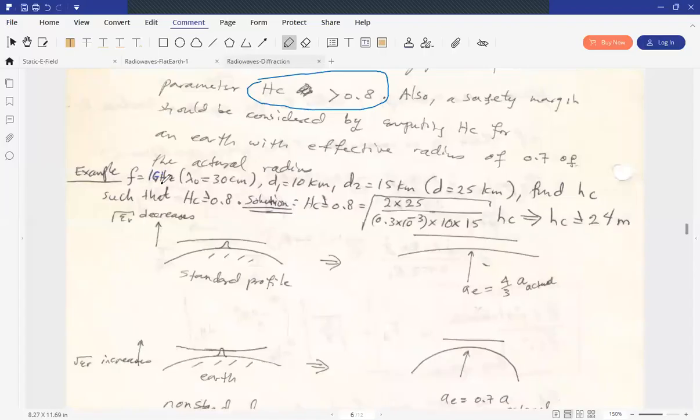Frequency is 1 gigahertz. It is explained in the notes. 1 gigahertz, and D1 is given, D2 is given. You find a capital HC, and you choose HC to be 0.8, and from that you can find a small HC. So HC turned out here to be 24 meters. In the video I have put the calculator and calculated everything online.